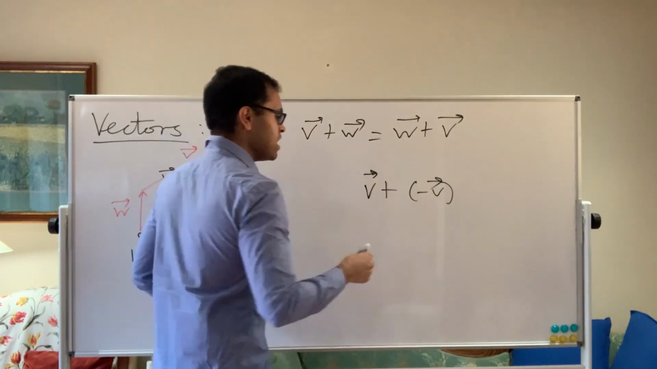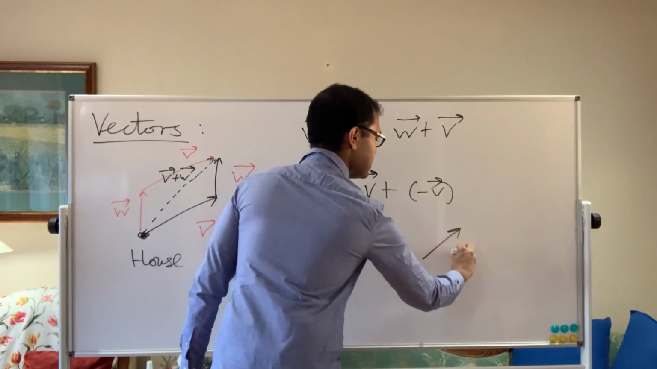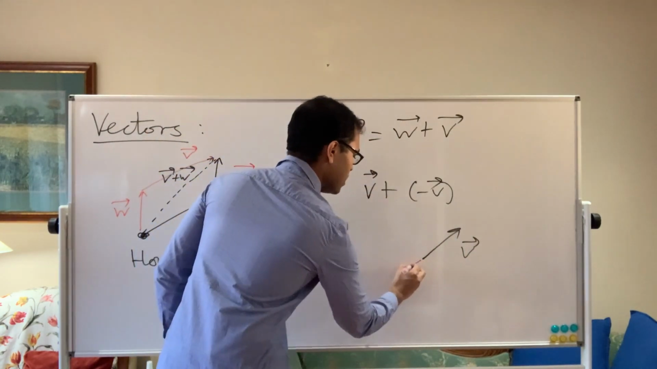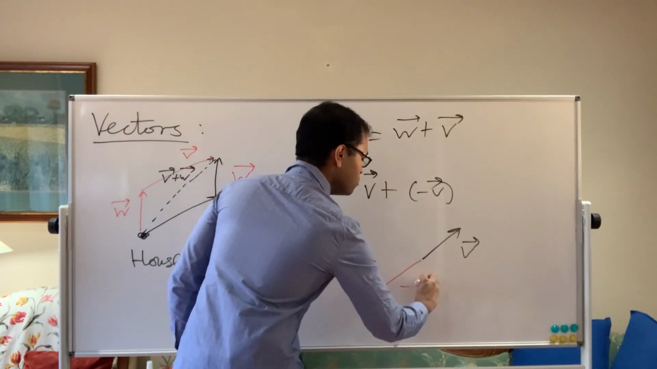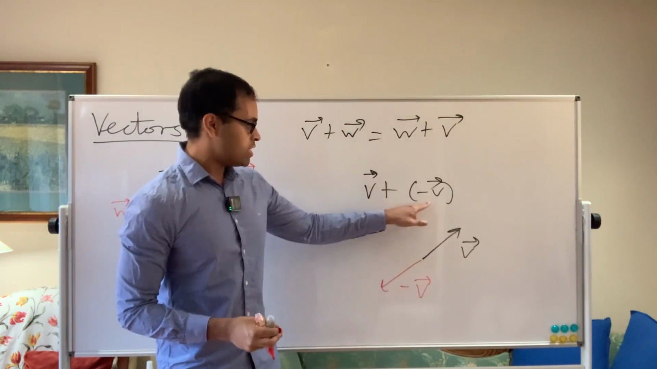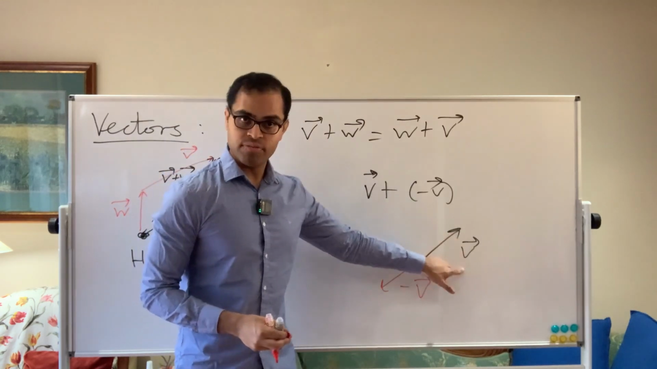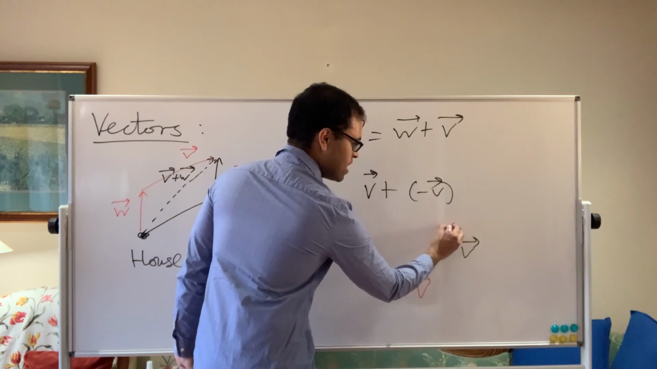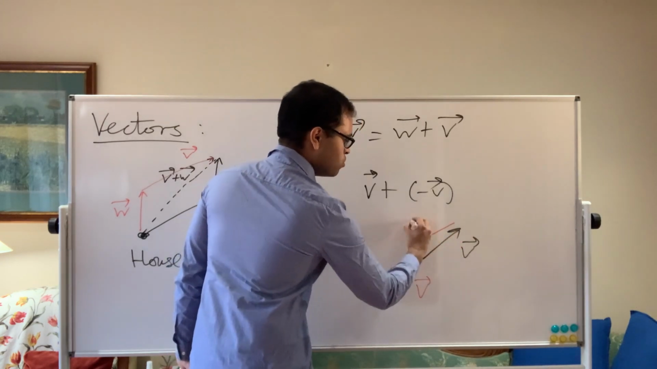Well, we think about what v and minus v are. If v is a vector like this, then minus v is the vector in the opposite direction, right? Okay, so how do we add the two vectors? You have to make it so that the beginning of the second vector, which is minus v, is the end of the first vector. Now if you do that, what are you going to get? You're going to get a vector once you put minus v like this.